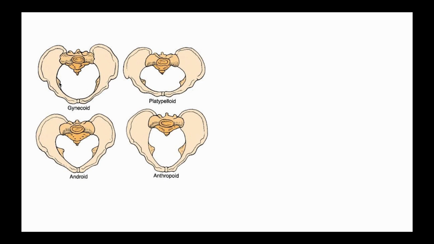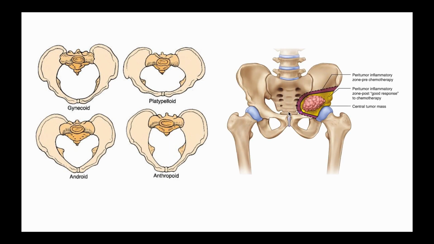You can see that the ischial spines are rounded, not projected, and we have a wide anterior-posterior diameter. And so you can see that it is very roomy for the baby as compared to the android, the platypeloid, and the anthropoid pelvis. Also, on this image, you can find a growing tumor, which is entering into the pelvic cavity, and obviously this is going to reduce the space for the descent of the fetal head, leading to obstruction.